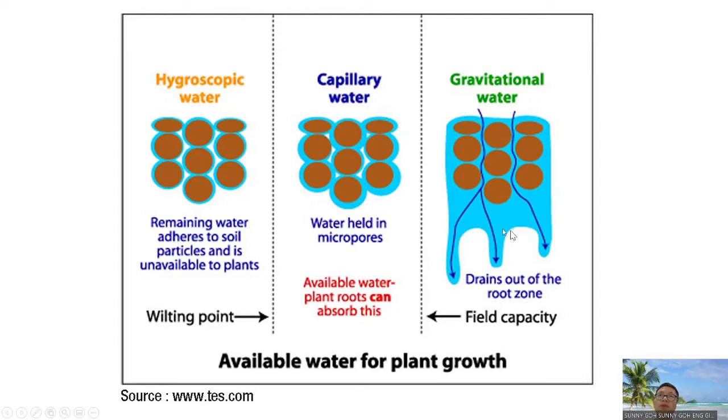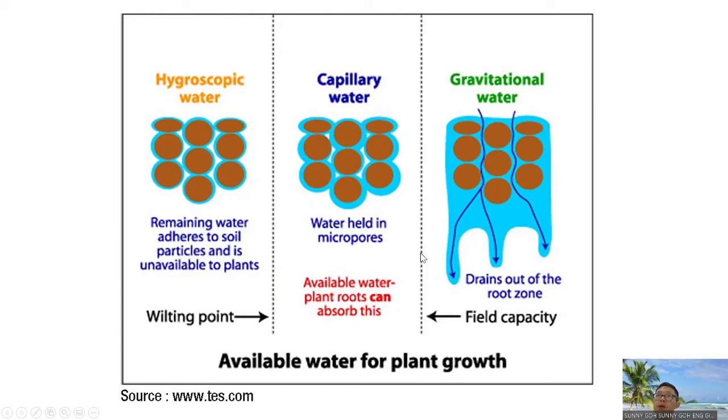But when the soil is fully filled with water, the water is also easily flowing through the soil, and that water that easily flows through the soil is what we call the gravitational water, which drains out of the root zone. Okay, so when the water that easily flows out is drained from the soil, at that stage it is called field capacity.